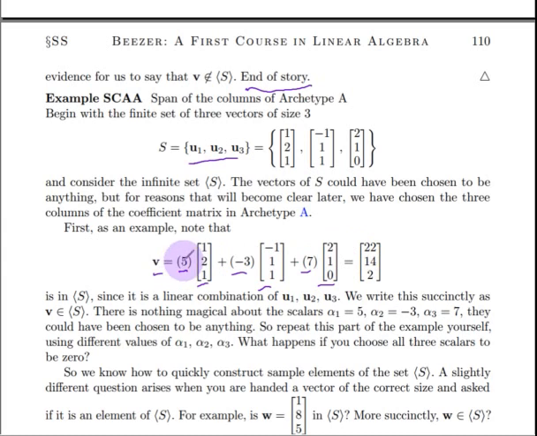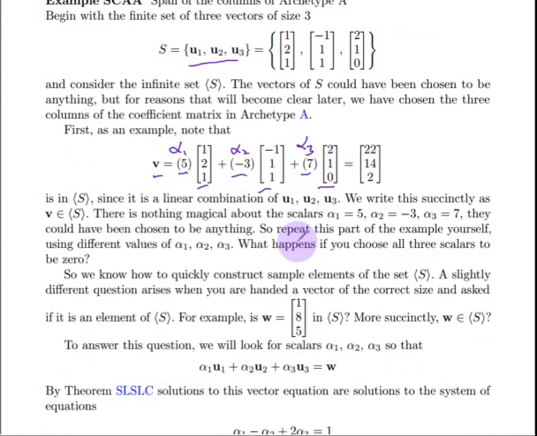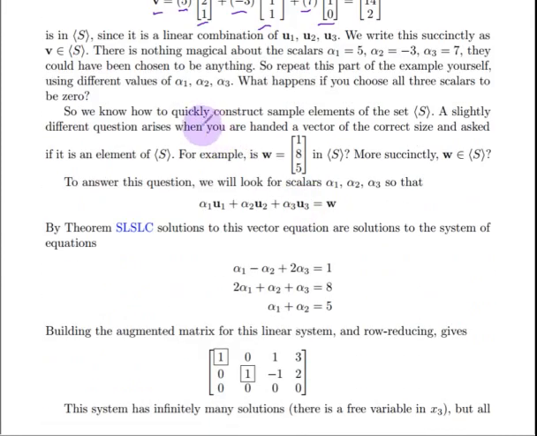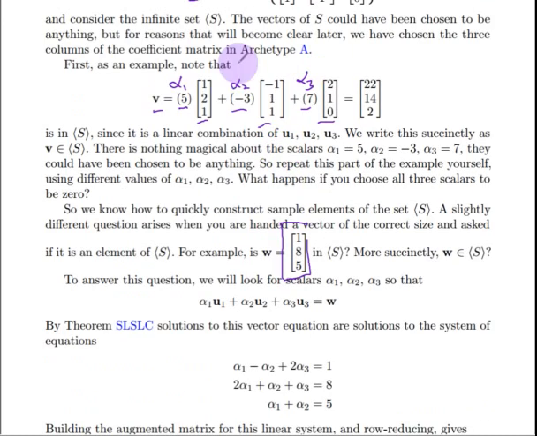We have a linear combination. This was our one choice of alpha 1, one choice of alpha 2, one choice of alpha 3. We could choose any alpha 1, alpha 2, alpha 3. So you can ask whether this vector is in the span, and you use the very same method.